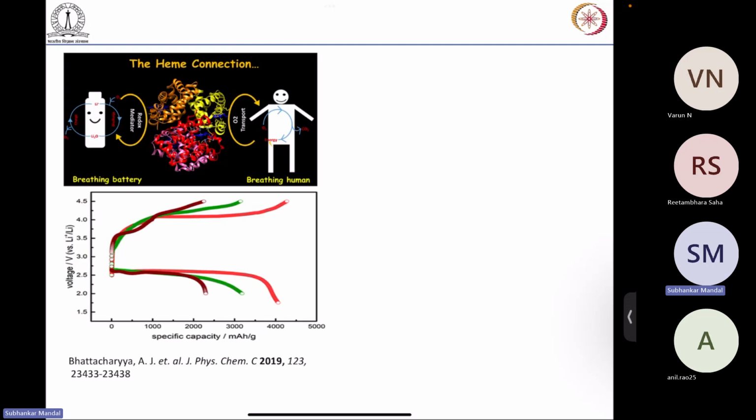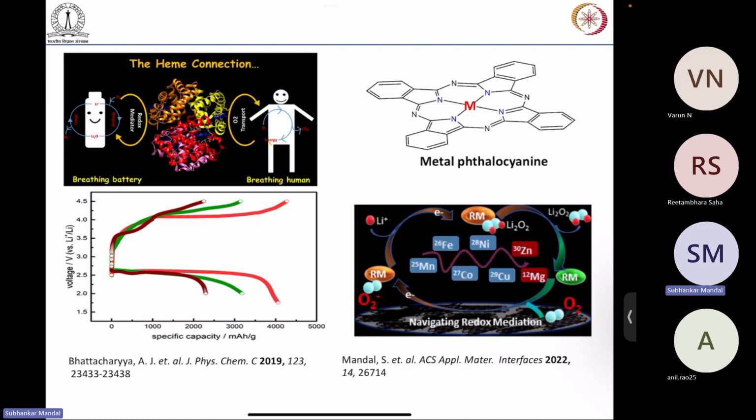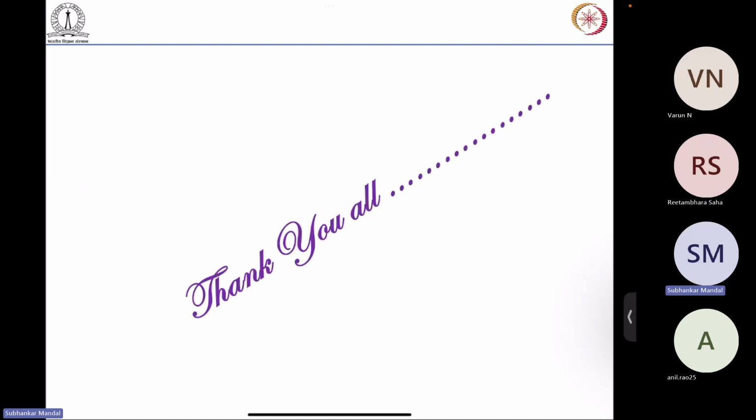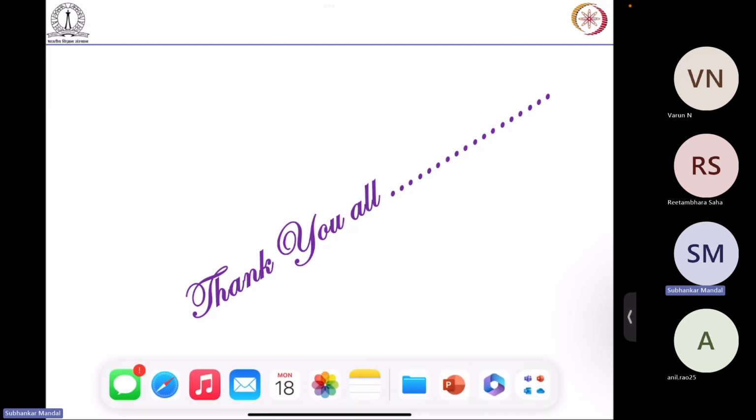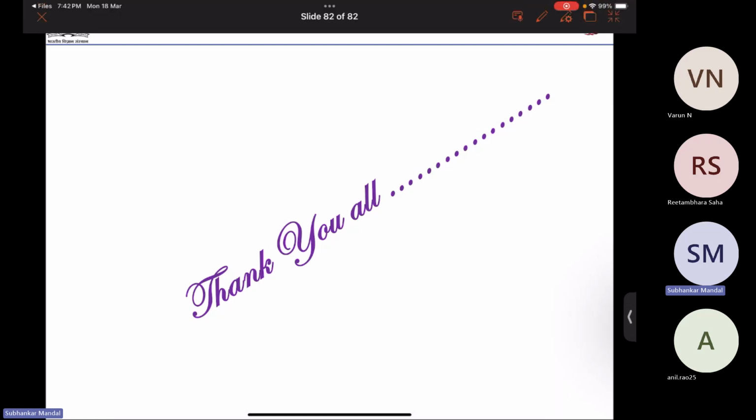And we have shown that hemoglobin is one of the case studies our group has done, and I have also done metal phthalocyanine as a redox mediator. So up to this we have discussed. Okay, so now I can show whatever we have discussed in the class, basically summarizing all the parts.